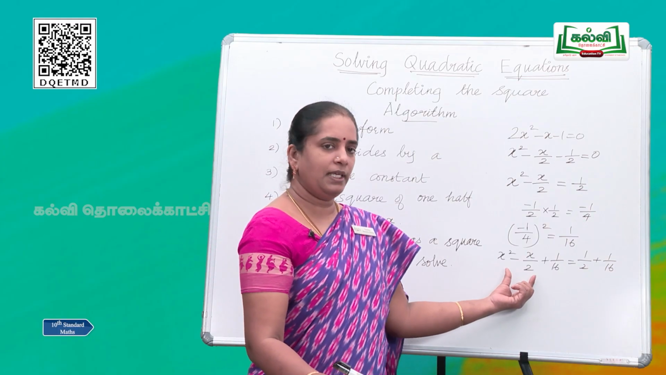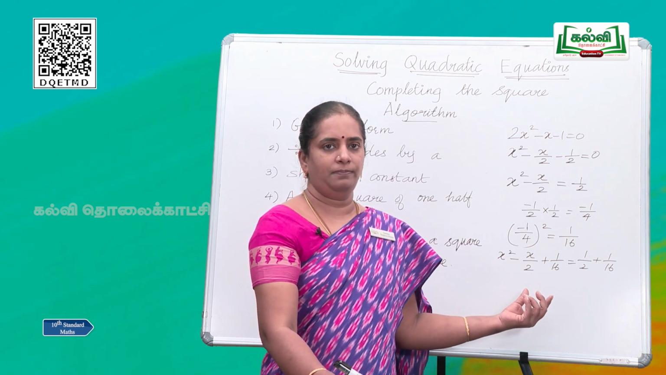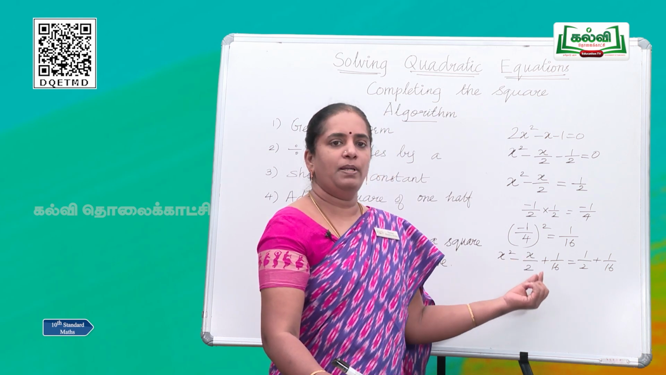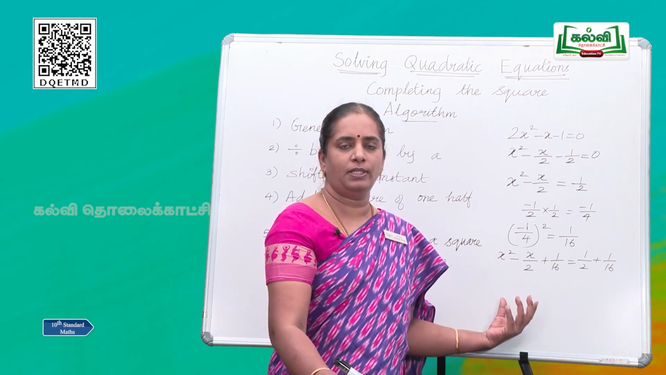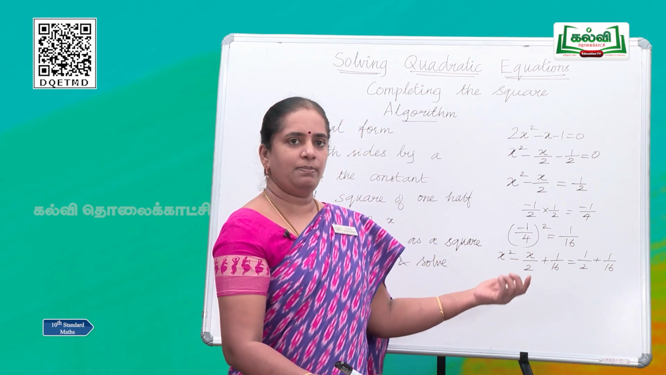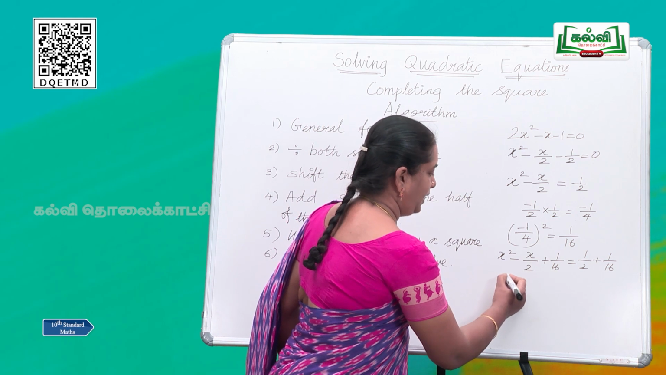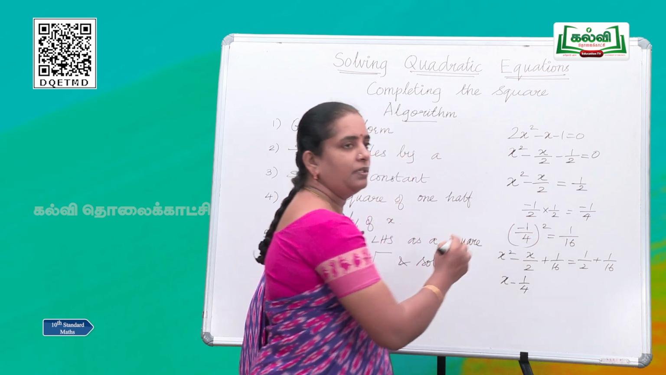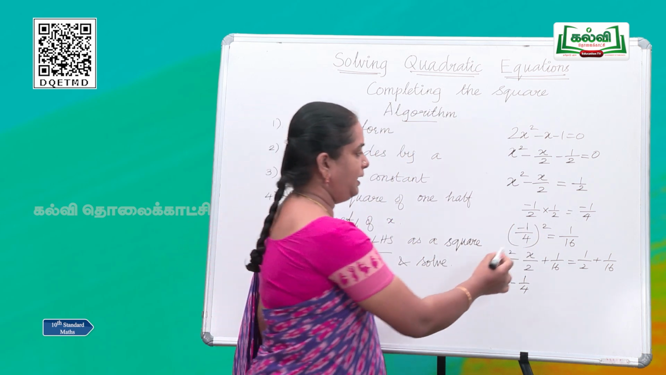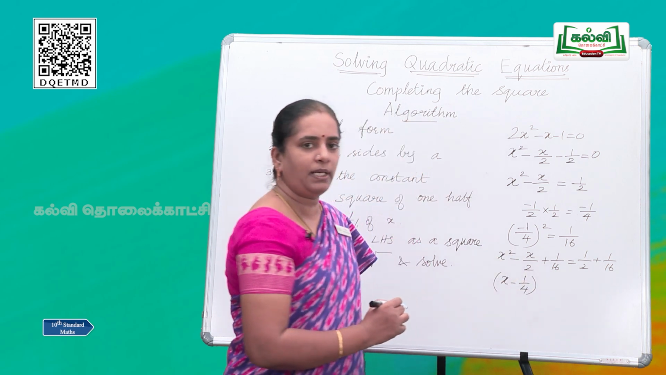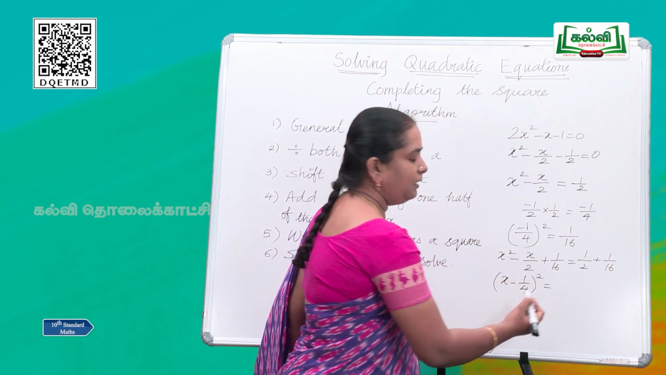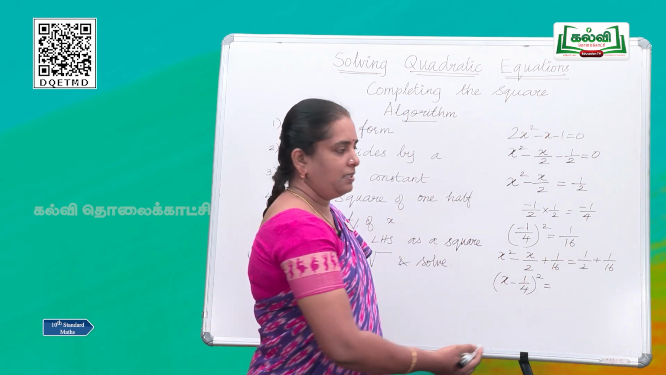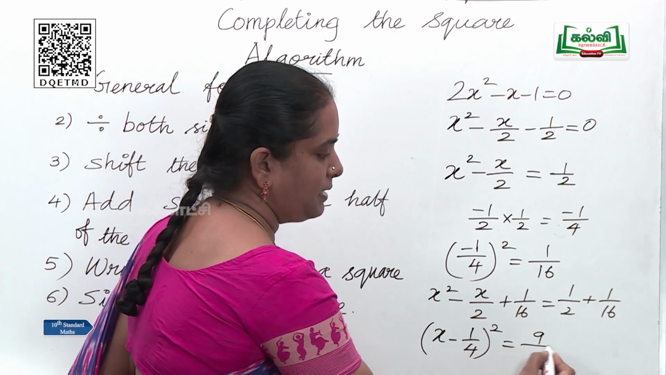Okay. Now, see the left side, we have completed the square. X square minus x by 2 is in the form a square minus 2ab plus b square; we have brought it into that form. So, make it as a plus b the whole square. Here b is negative, b is minus 1 by 4. So, it becomes x minus 1 by 4 the whole square. Simplifying the right side, the LCM is 16. So, 8 plus 1 is 9 by 16.